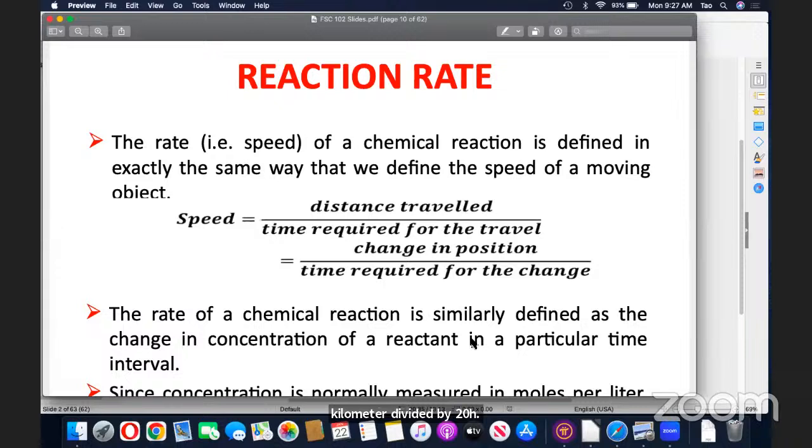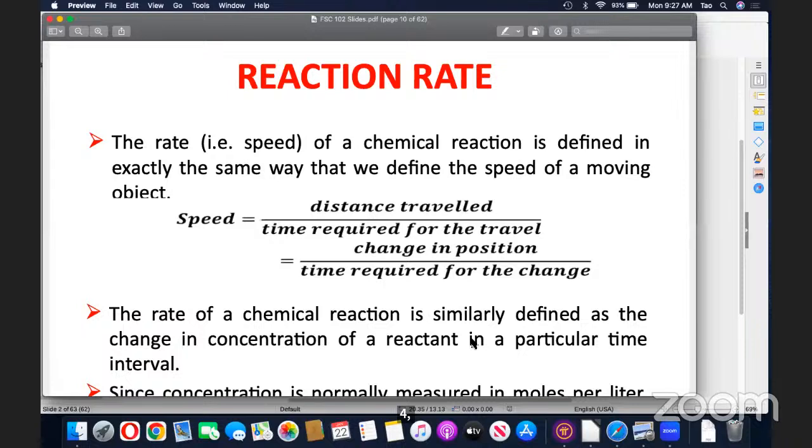It is the same thing with rate of reaction. For the rate of reaction, the distance is the concentration. The time is still the same. While you're considering distance for speed, you're considering concentration for rate of reaction.